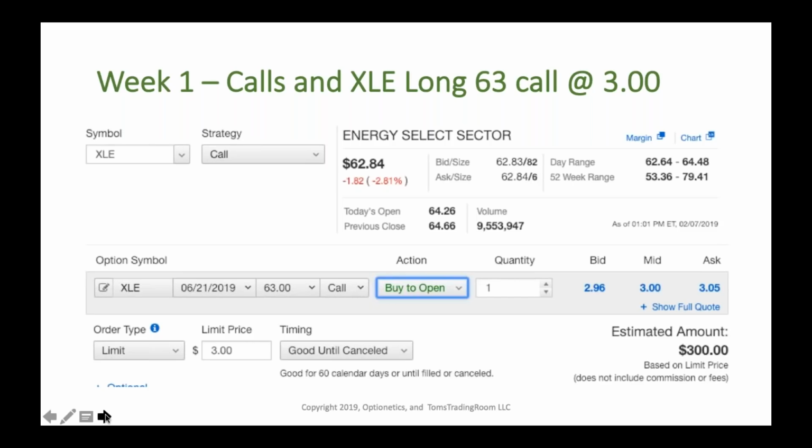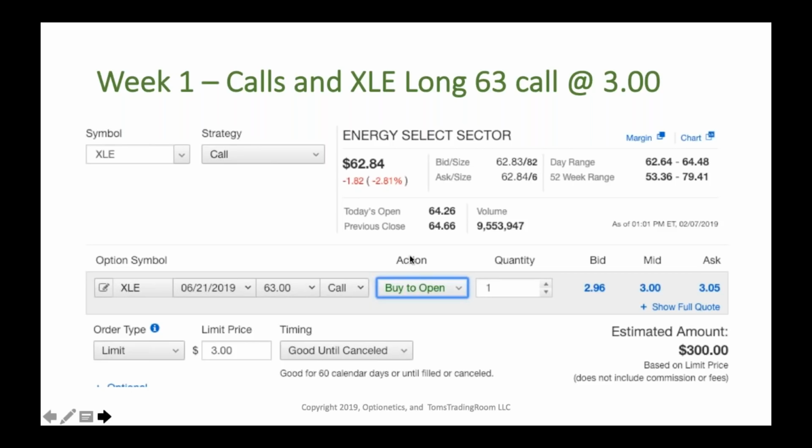And at the time I showed you this, which was back on the 7th of February, remember, 2 weeks ago, this was what XLE was trading at that day. We were looking at the June 21st 63 calls, buying to open those at $3 or less.